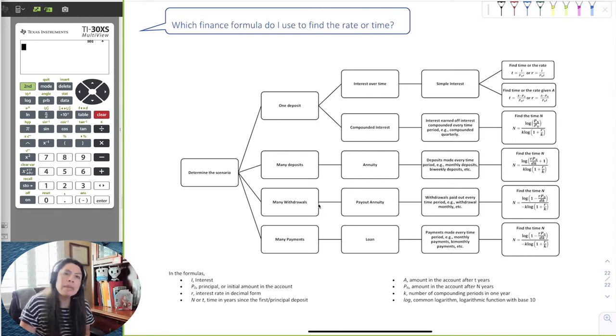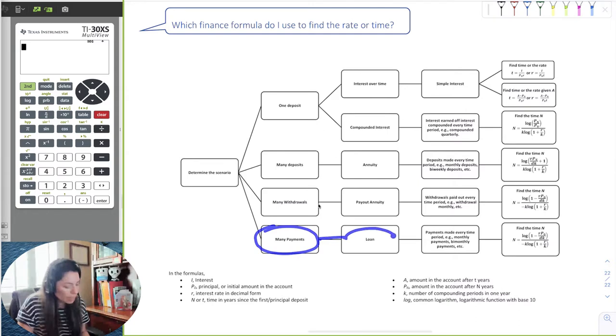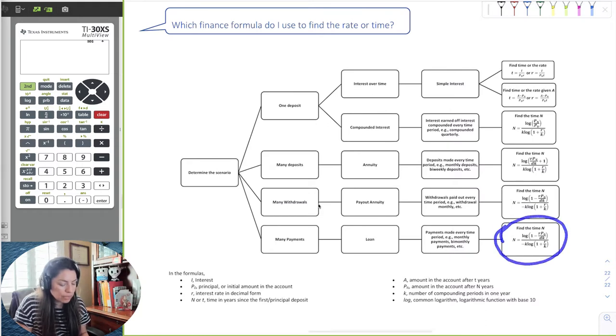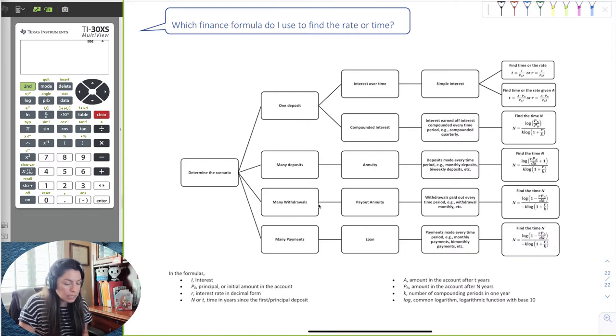If I was making many payments, right? I would know that if I make many payments, I'm taking out a loan and I'm making payments every time period. And in order to find the number of years I'm making the payments, I can use this formula. So these formulas are really helpful when it comes to these problems.